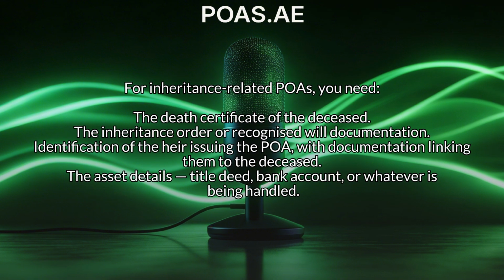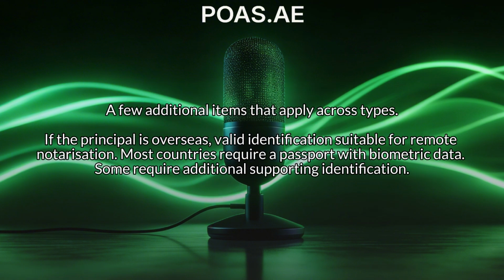For inheritance-related POAs, you need the death certificate of the deceased, the inheritance order or recognized will documentation, identification of the heir issuing the POA with documentation linking them to the deceased, the asset details, title deed, bank account or whatever is being handled. A few additional items apply across types.